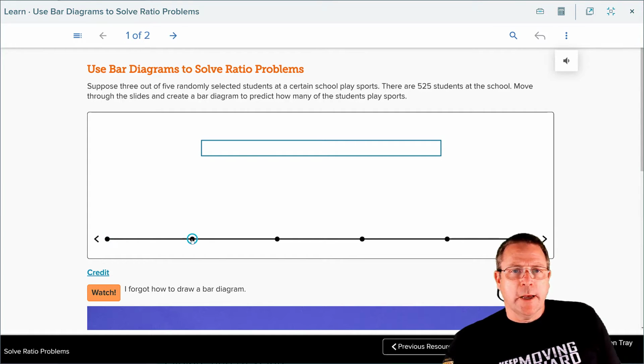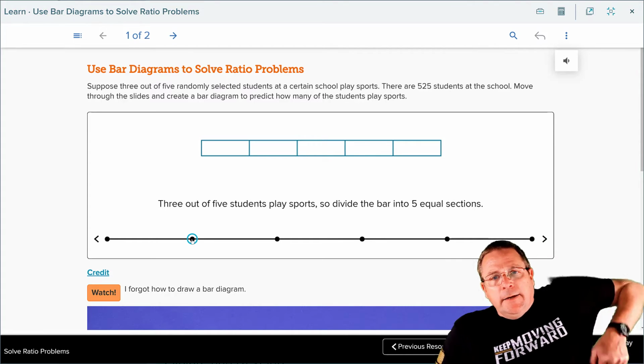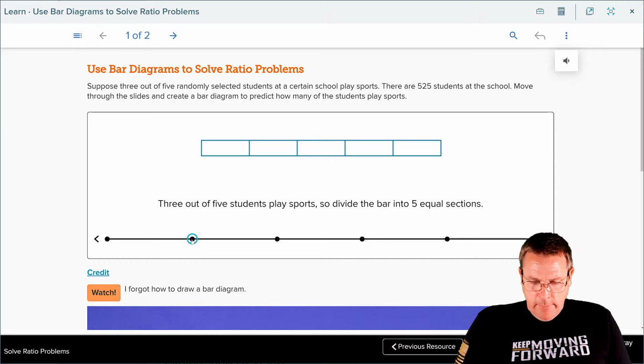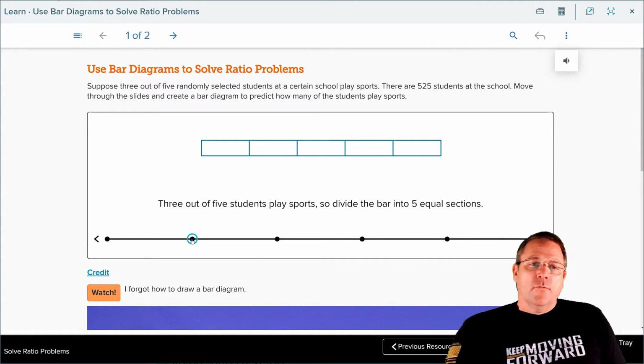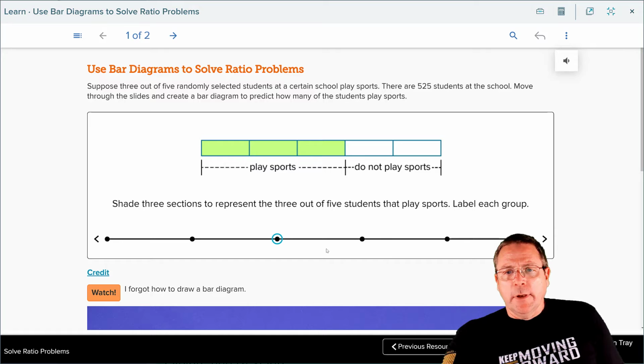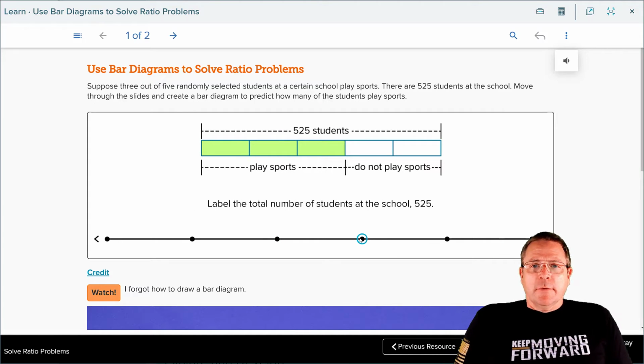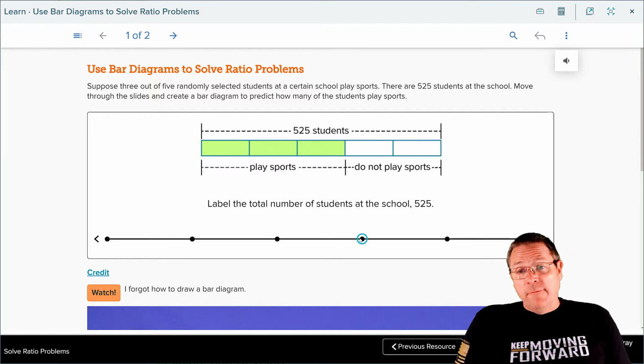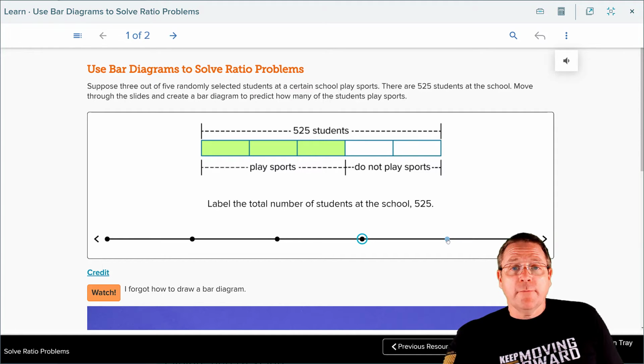So we're going to click on the next dot, and on that next dot, they divided it into 5 sections because of 3 out of 5 students; since you have 5 students, they broke it into 5 sections. From here, they ask, how many played sports? 3. How many do not play sports? 2. And they label those portions of the bar. After they label the portions of the bar, they say, we have 525 students in the school, and 3 out of 5 could possibly be playing sports. So what is 3 out of 5 of 525 going to be?